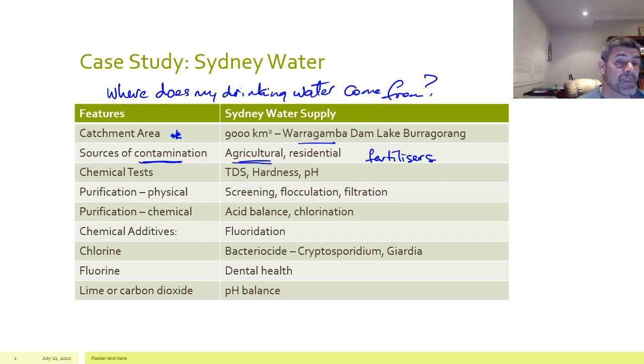Some of the tests that are important that can be carried out on our water supplies include total dissolved solids, tests for hardness, and also tests for pH. And this can be done on the water as it's sitting in the dam, which gives us a little bit of an idea about the level of quality of the water before we even do anything to it.